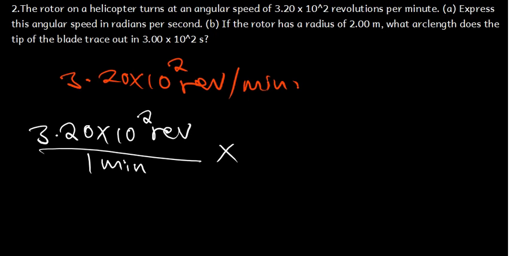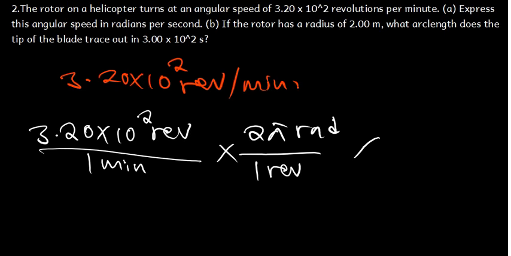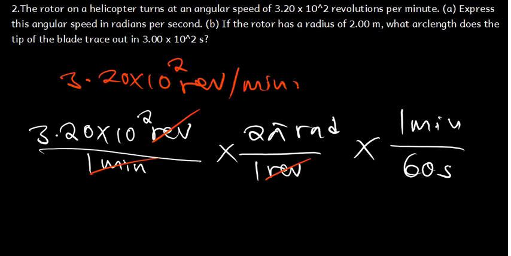So I'll say times, in one revolution, how many rads do we have? We have 2 pi rad, because we're trying to put our answer in radians per second. Then next I'm going to say in 1 minute, how many seconds do we have? We've got 60 seconds. So as we can see, the revolution and revolution will cancel, the minute and minute will cancel. On top, I'll remain with rad, which I want. Down here, I'll remain with seconds.